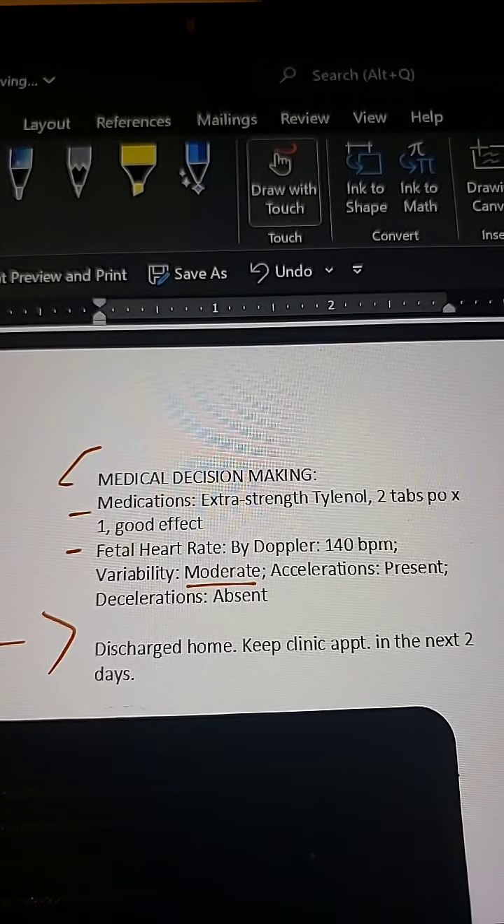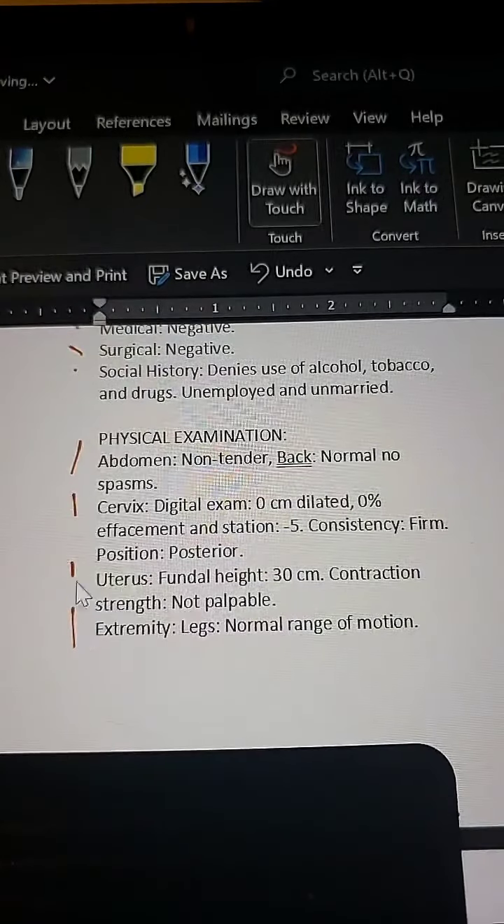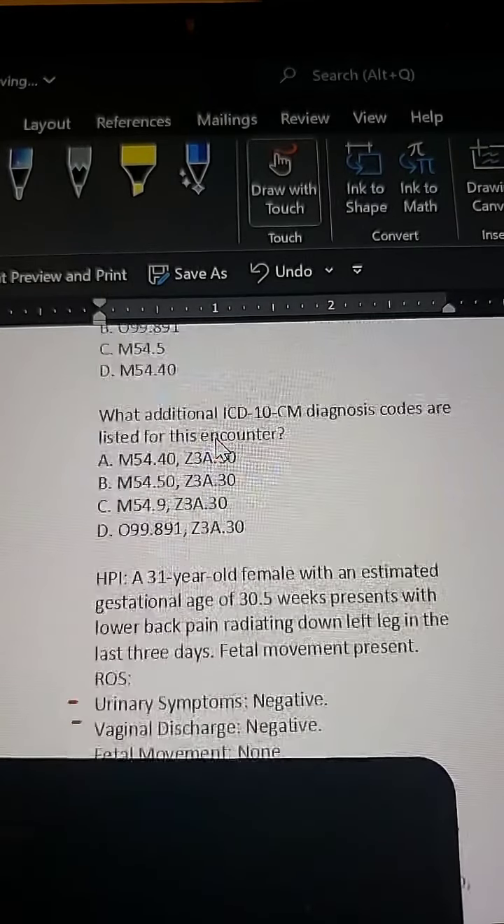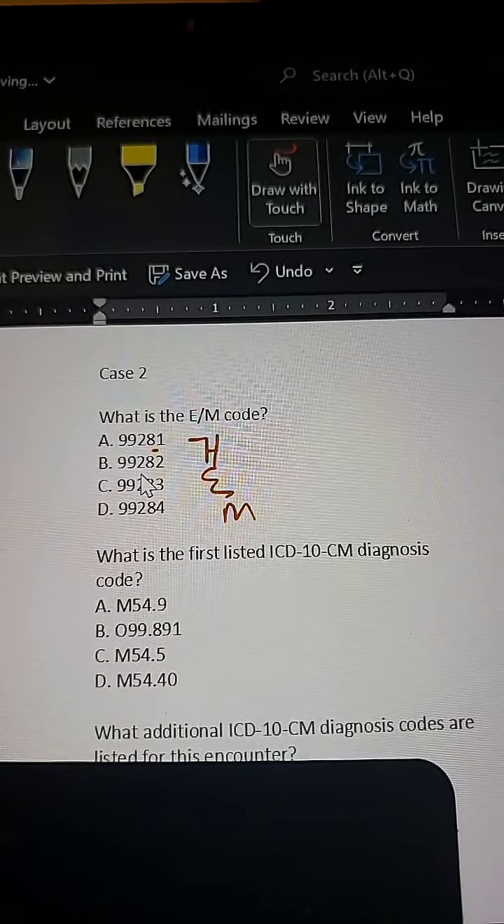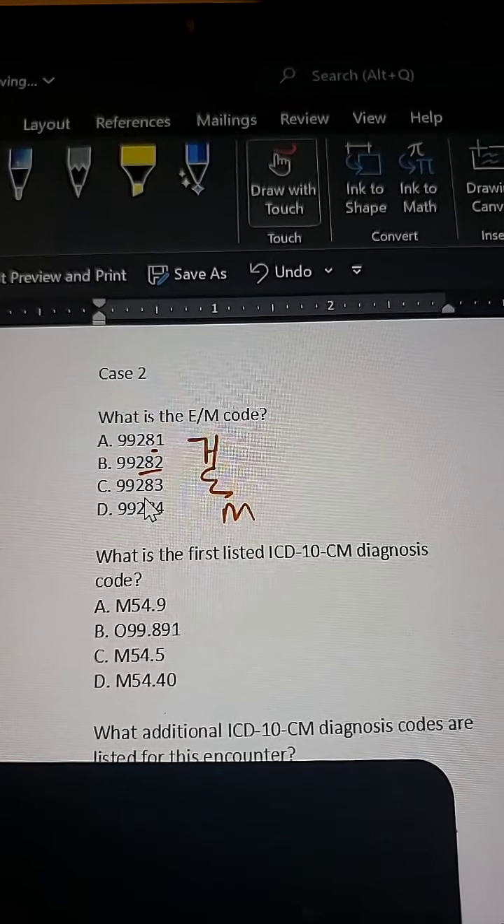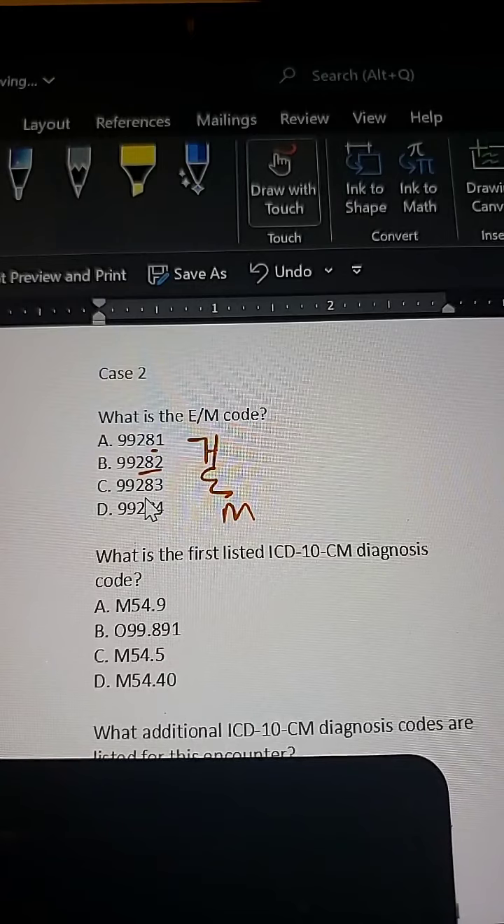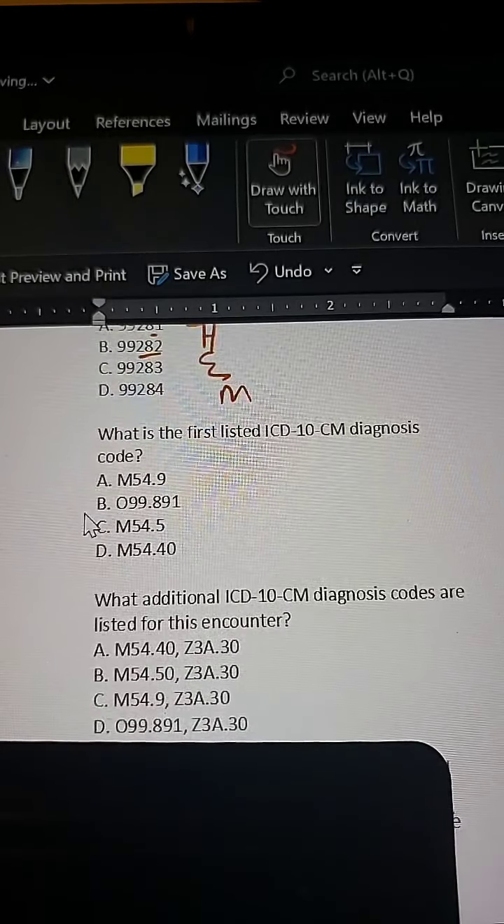So not too bad, but how many systems do we have? 1, 2, 3, 4. 4 done. Our 4 goes with how many things reviewed? 2 to 5 body areas, which is expanded problem focused, which would be like an 82, right? Maybe 81, 82, somewhere around in there, depending on the risk.